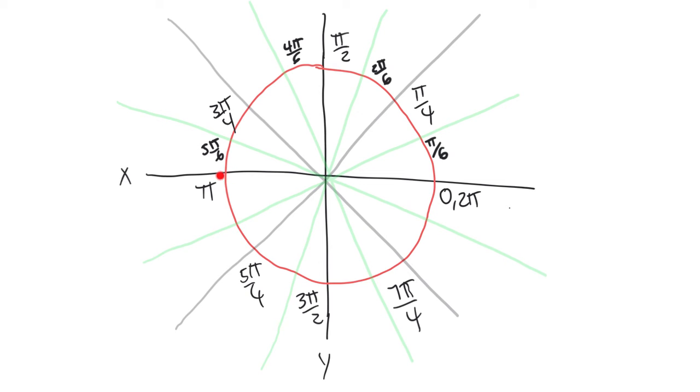6 pi over 6, which is already pi. 7 pi over 6, which we're not going to reduce later. 8 pi over 6, we are going to reduce that one later. Let's make this pencil smaller. 8 pi over 6, it's right there. We have 9 pi over 6.